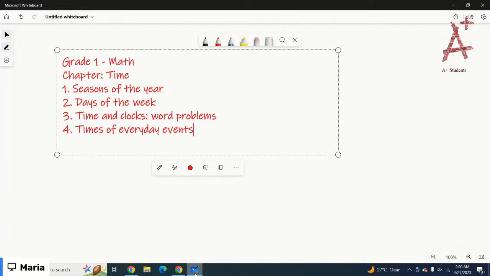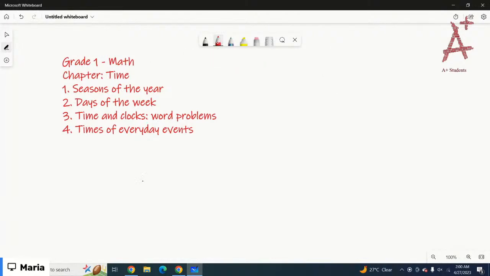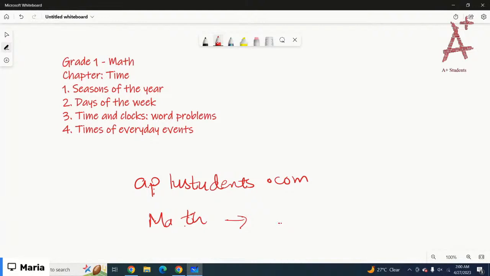We're going to start with grade 1 maths. You can find all the lessons on aplusstudents.com. You have to log in there using your email address, and the password is provided by the administrator. Then you have to select math from the subject tab. Scroll down to grade 1 and then click on view all lessons.